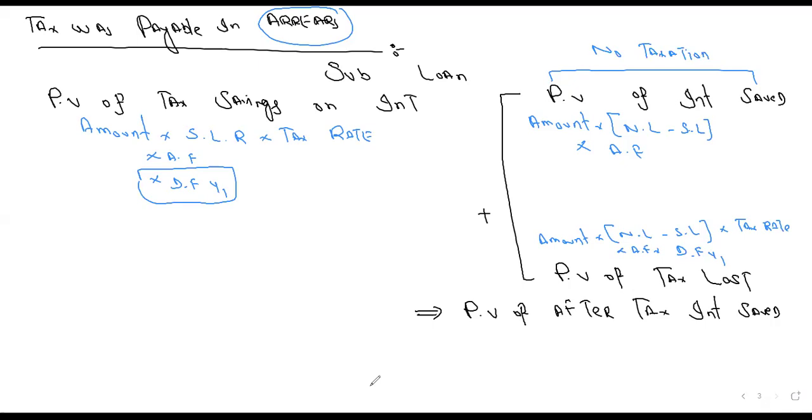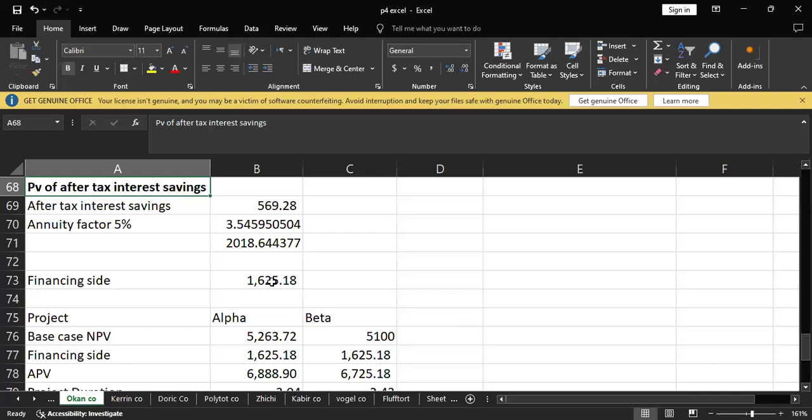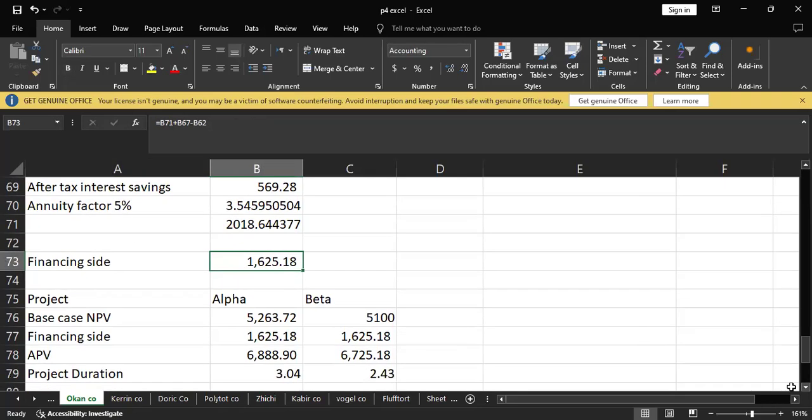Now, this was your financing side. Now, what is going to happen? This was the base case NPV for alpha, and this was the base case NPV for beta. These are their financing sides for the alpha and beta. So these are their APVs.